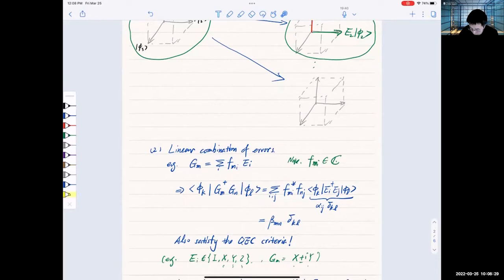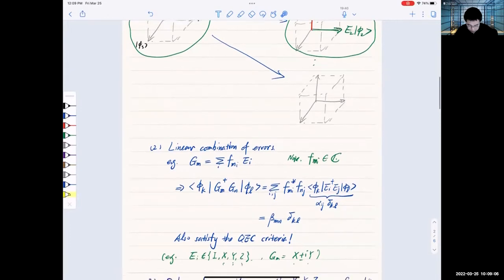Once you do that summation, first of all, the delta_kl doesn't depend on the summation, so it still stays here. While alpha_ij, after the summation with f_mi and f_nj, gives another coefficient called beta_mn. And the matrix associated with it is again Hermitian. So if the error correction criterion is satisfied for E_i E_j, then the same criterion is also satisfied for G_m G_n, which is a linear combination of the E_i E_j.